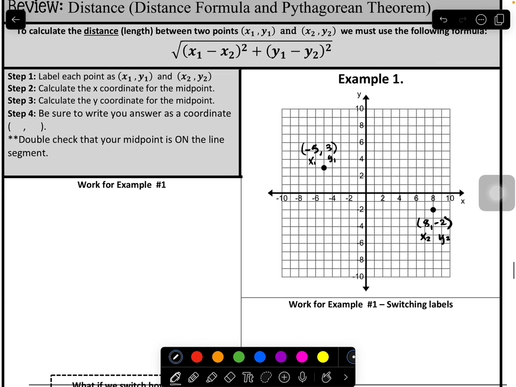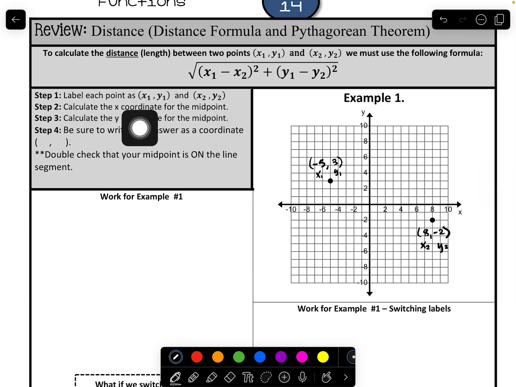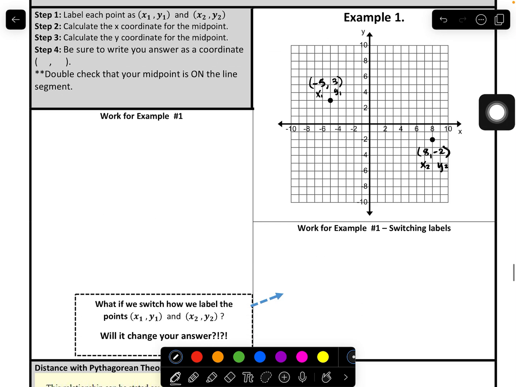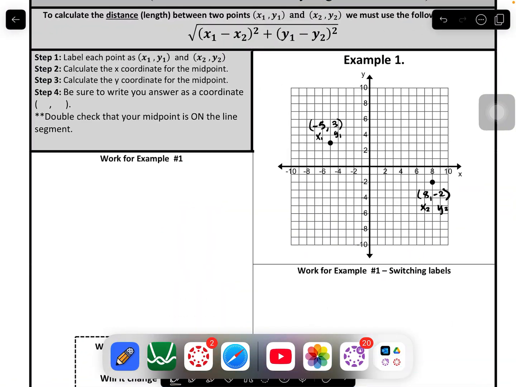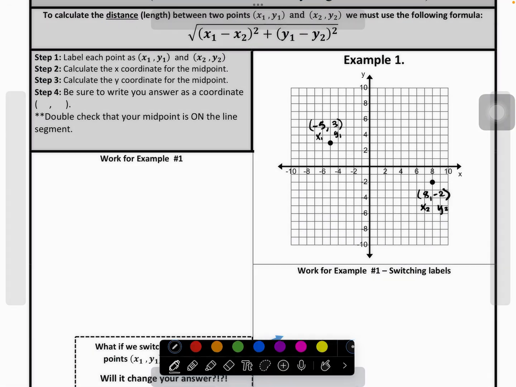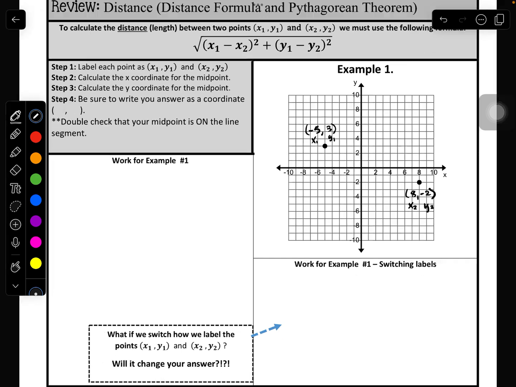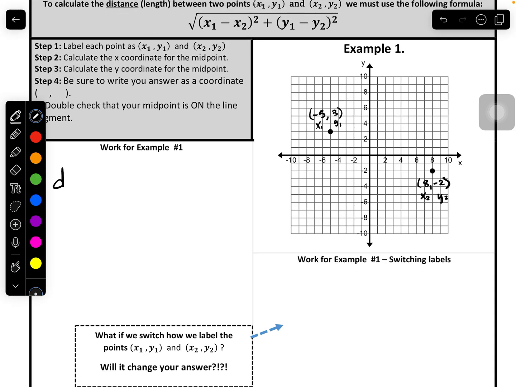So once we've labeled both of those ordered pairs, these are directions for midpoint, so we're going to work actually with the distance formula here. So let's go ahead and fill in those variables into that formula. So we're going to start with D for distance is equal to. Now, the last thing you're going to do is take the square root, so we'll just continue that through as we write this formula out.